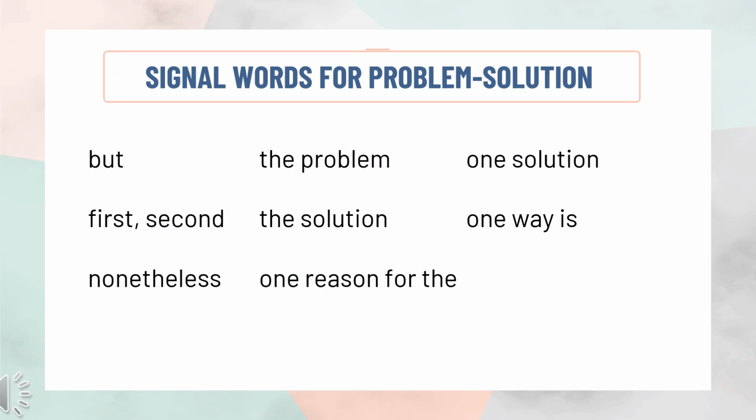Now, here are the signal words for problem solution that you can use. First, we have but, first, second, nonetheless, the problem, the solution, one reason for that, one solution, and one way in. So you can use the following signal words if ever that you're going to do a problem solution essay.